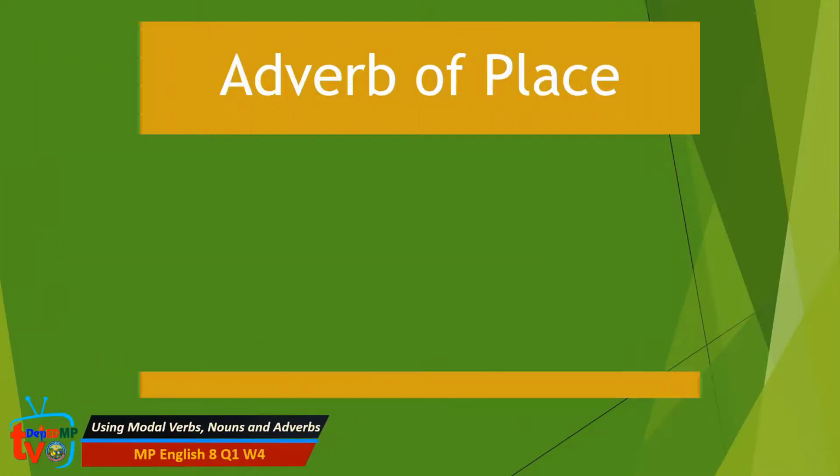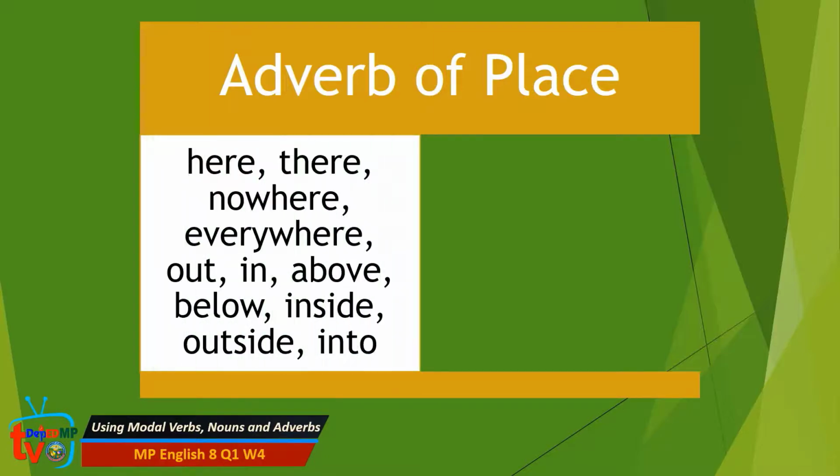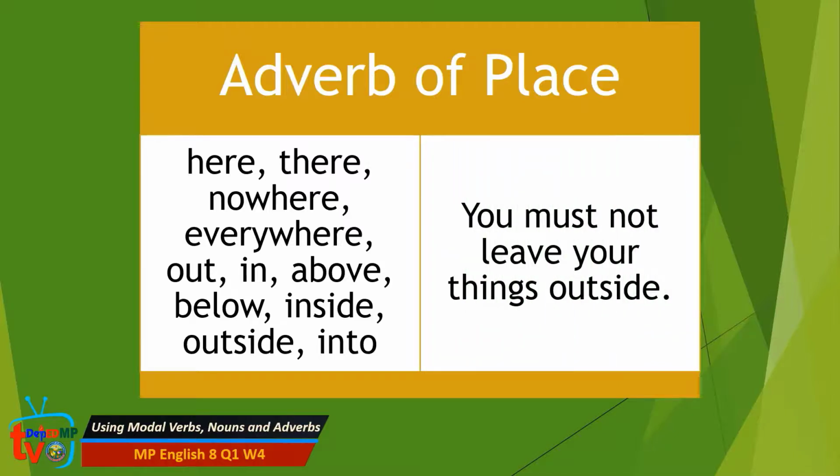Number 2, adverb of place. It tells us more about where the verb took place. The adverbs that we are going to use are here, there, nowhere, everywhere, out, in, above, below, inside, outside, and into. For example, you must not leave your things outside. Where? Outside.